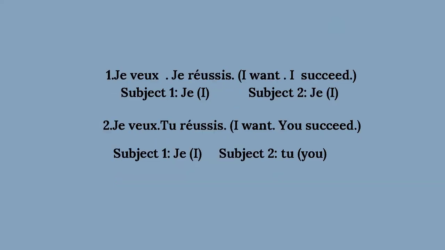Look at these two sentences here. In the first one, I have je veux and je réussis. The second one is je veux and tu réussis. In the first one, my subject in both parts of the sentence is the same. Whereas in the second example, my subject is je veux in the first part, and the second part of the sentence has tu réussis. That means my subject is different in the second sentence. Let's move ahead with this example.